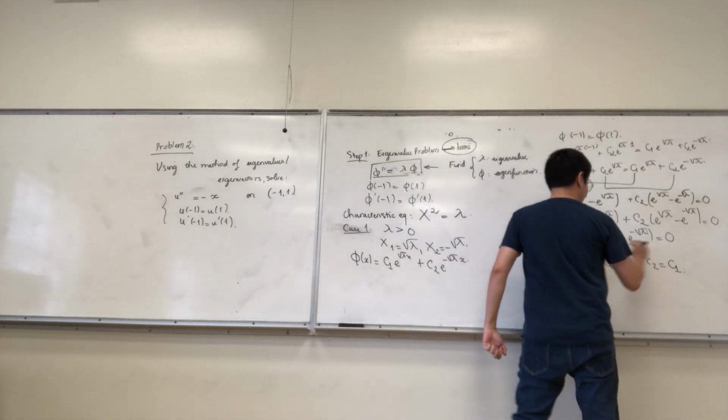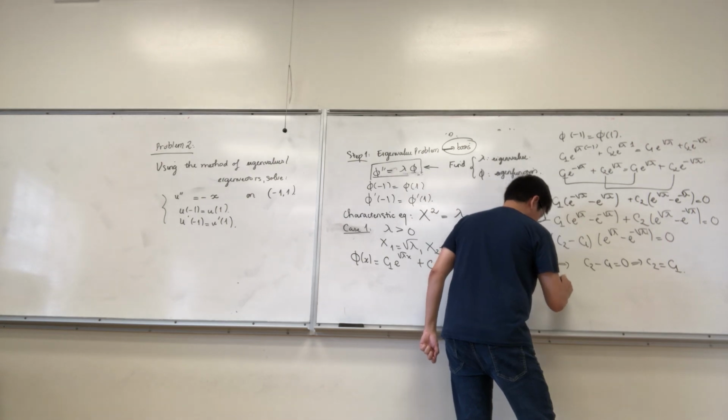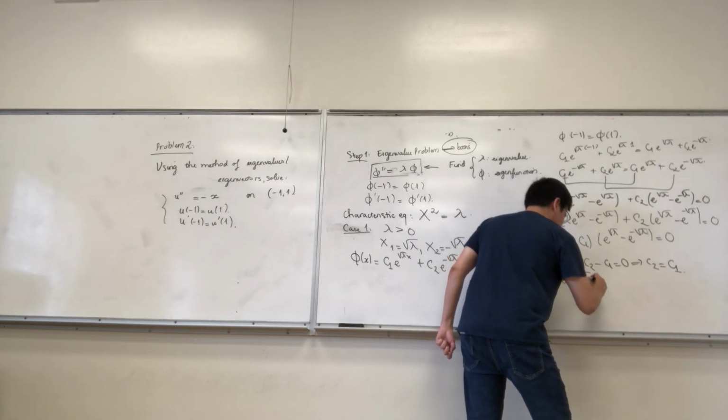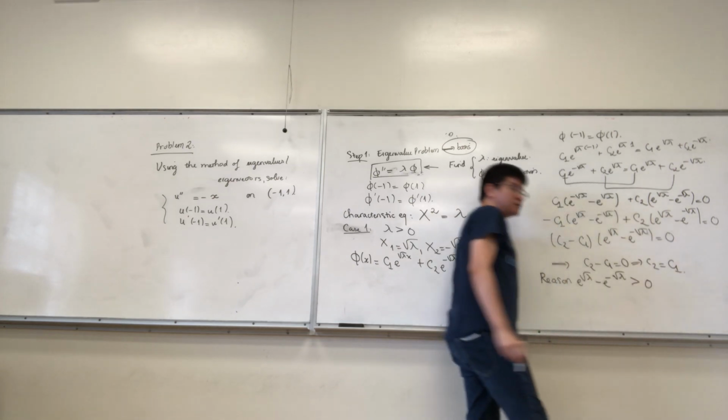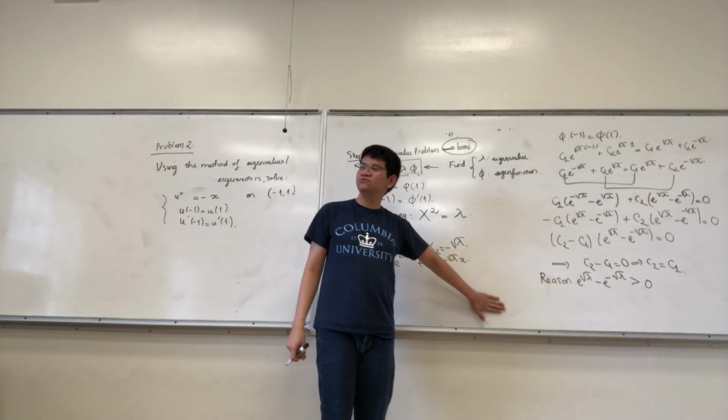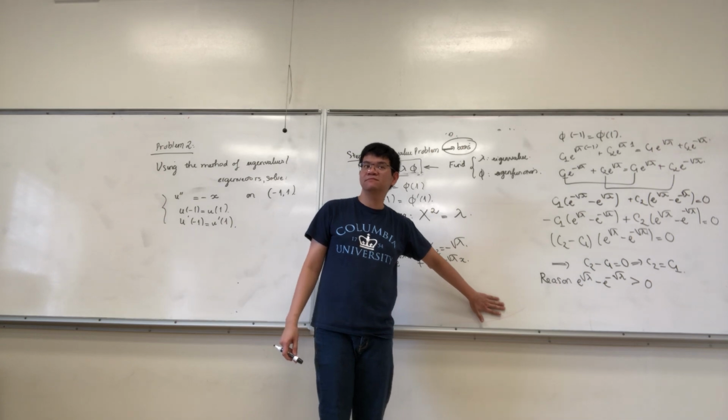Because we know that this guy is always positive, right? The reason: e to the square root of lambda minus e to the square root of minus lambda is positive. This is always positive. So you remember why this is positive?